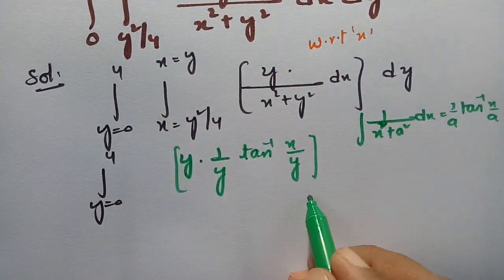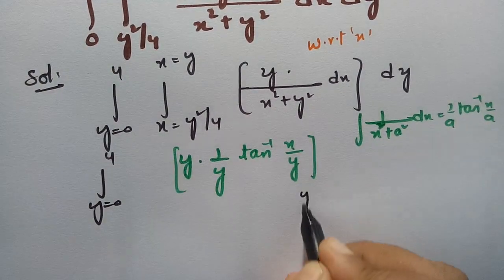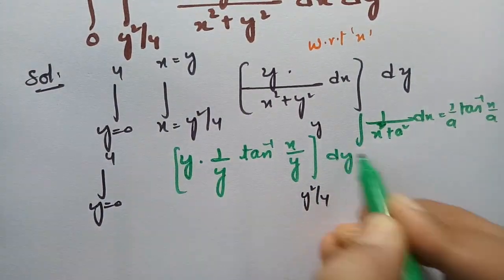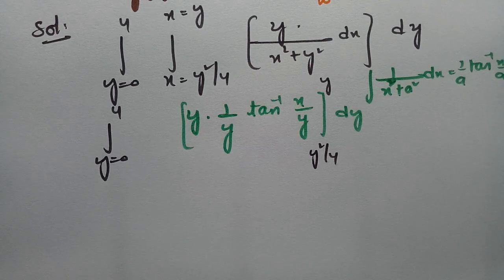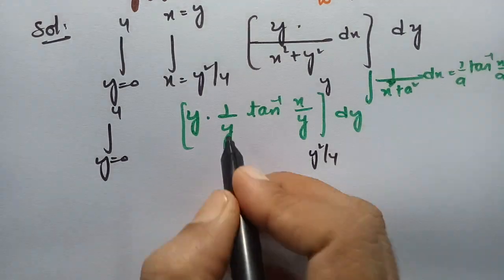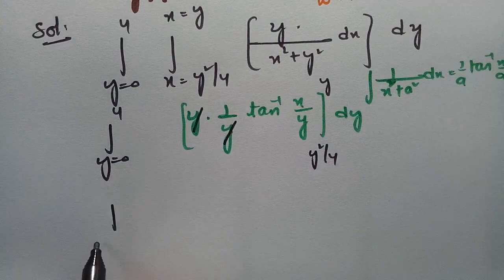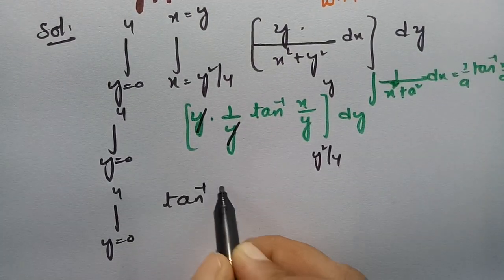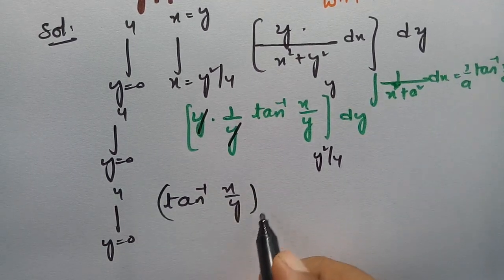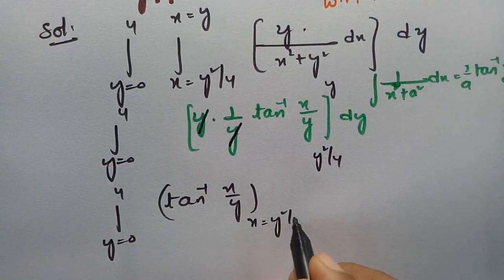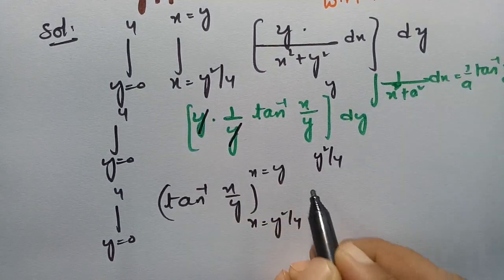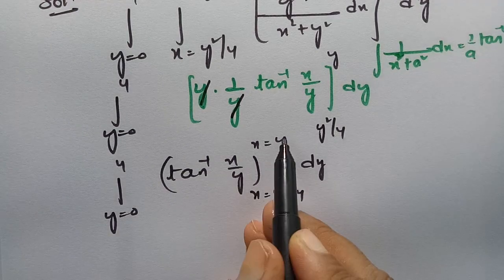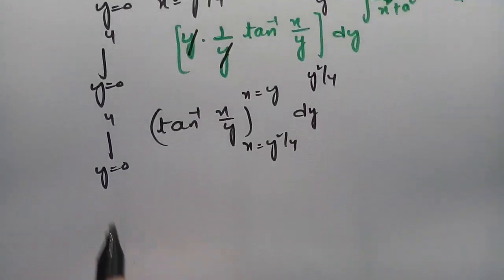So between the limits, here the limits are y square by 4 to y into dy. So now I can cancel this one, and the y limits are from 0 to 4. This is tan inverse of x by y between the limits x is equal to y square by 4 and x is equal to y, dy. So in place of x I have to substitute the upper limit minus lower limit.